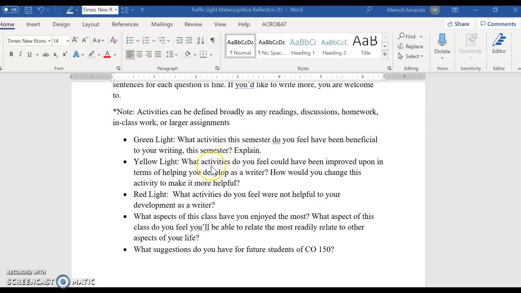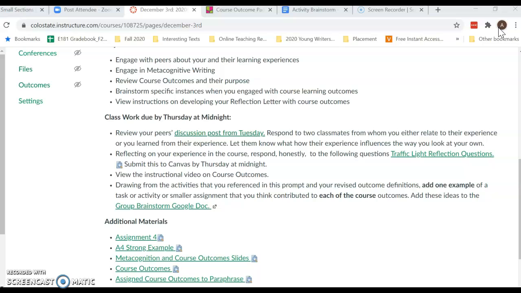I think the most important thing to think of here is the way that activities can be defined, right? Because sometimes we have a really specific idea of what activity means. Really, it's just anything that we have accomplished in class. I would stay away from the bigger assignments and think more of like the smaller things that we did to achieve those larger assignments.